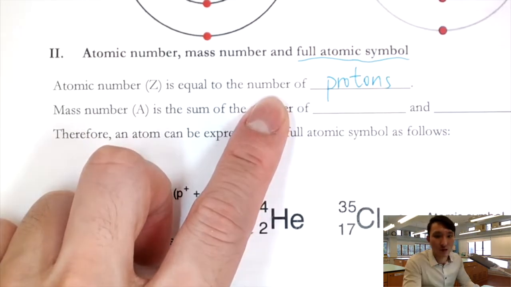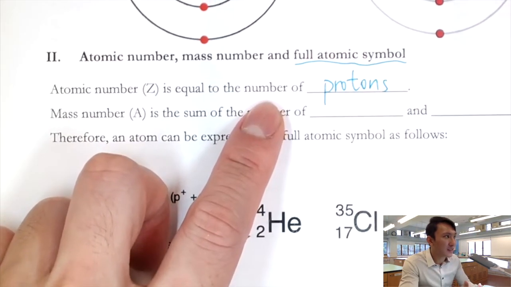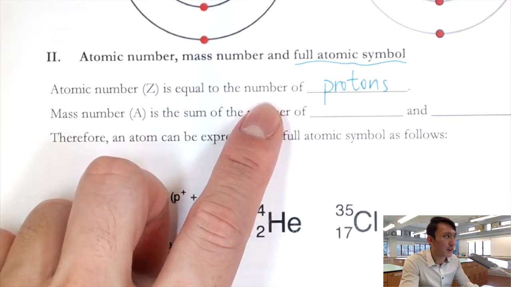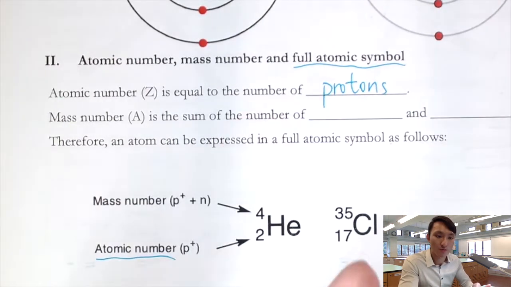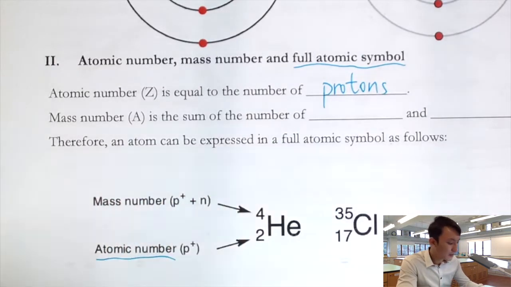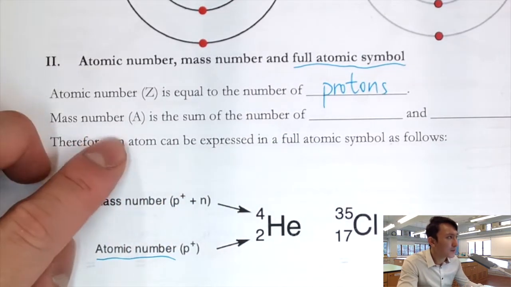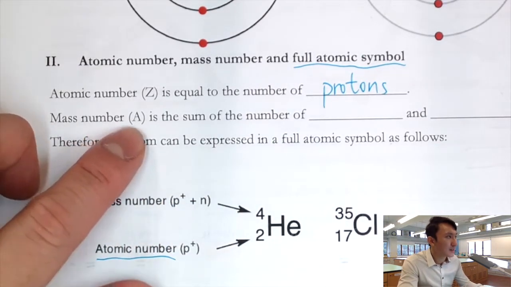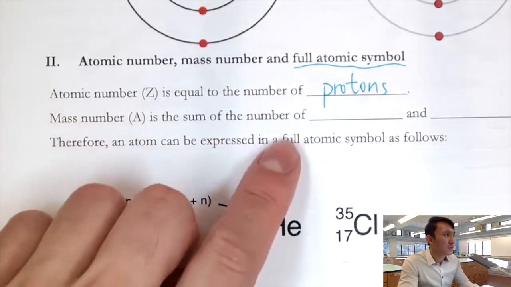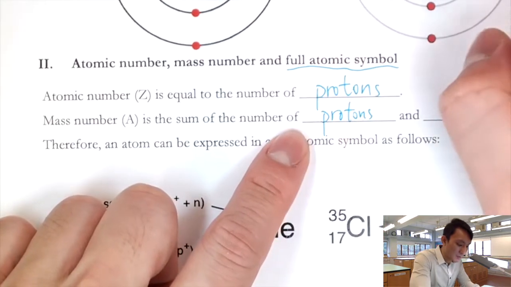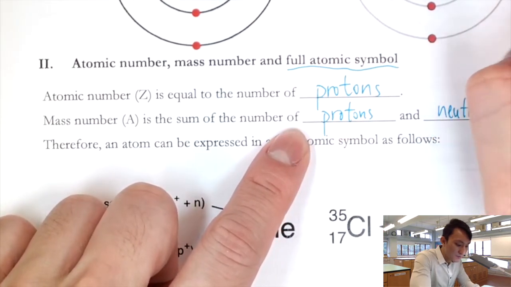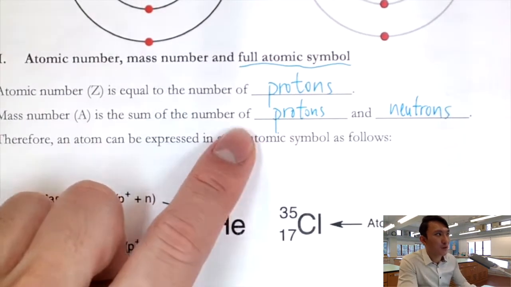Okay, the number of protons. So if the atom consists of, let's say, 4 protons, then the atomic number is 4. Just like that. Okay? Now, for mass number, the mass number is the sum of protons and neutrons. Let's put it down first. Okay, sum of protons and neutrons.